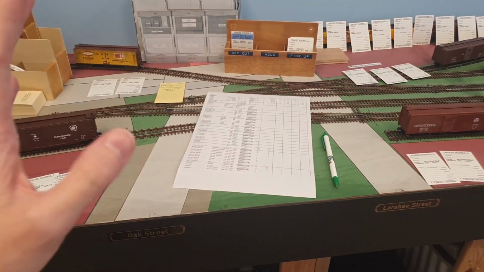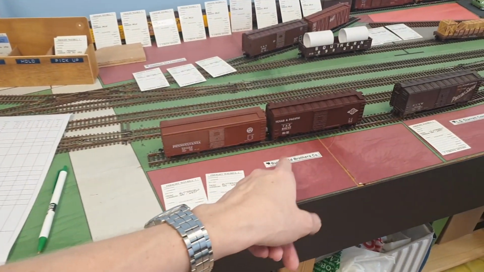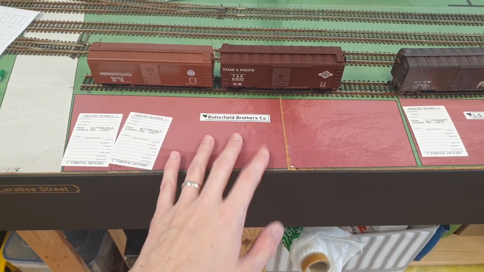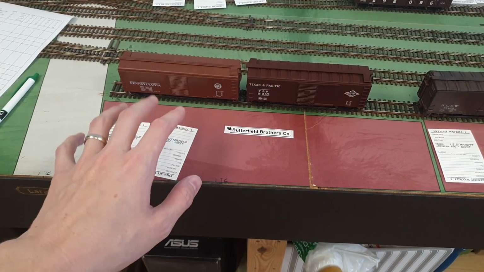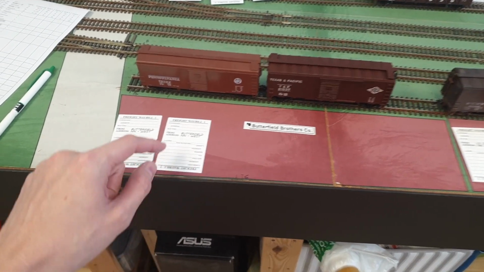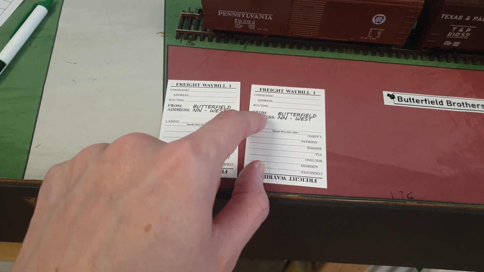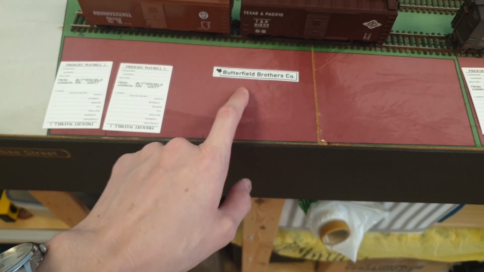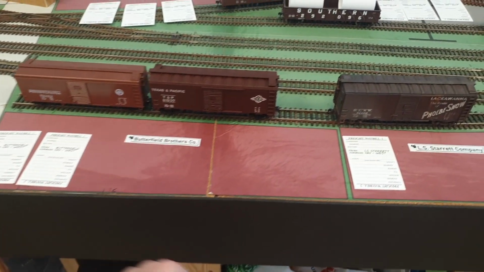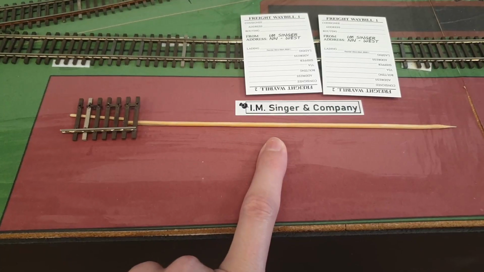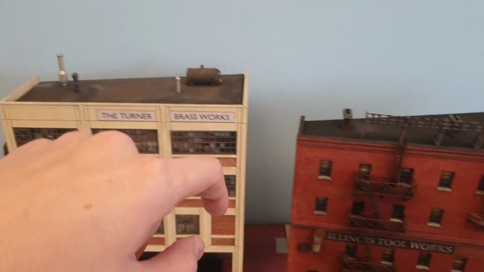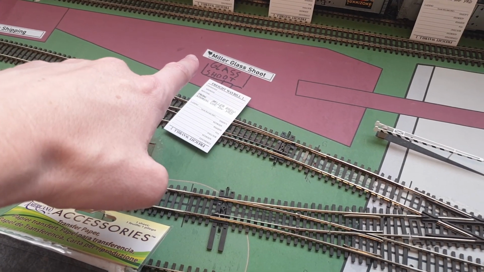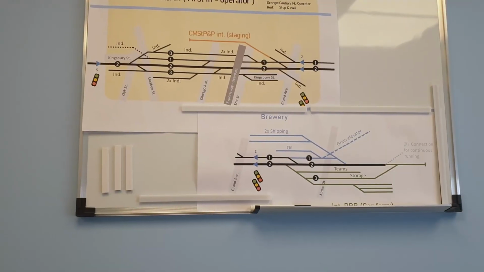And then you're going to want to label everything. So your industries that you haven't modeled yet, you're going to want to label what that industry is, because we're going to get very specific with the waybill system. So for example, you can see here, this one's not finished, but it comes from Butterfield. People need to know where Butterfield is, especially when the car goes to Butterfield, or it goes to Starrett Company, Singer Company, Turner Brass Works, Illinois Tool Works, Federal Coal, the glass chute at the Miller Brewery, the team track in the port, etc, etc.